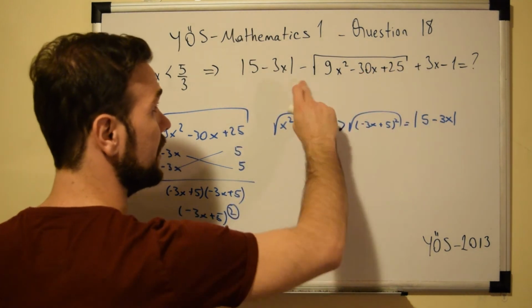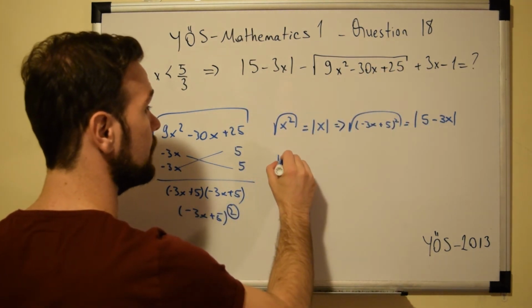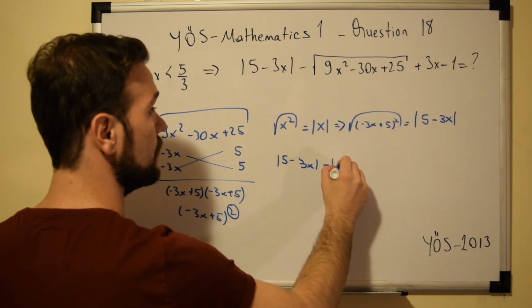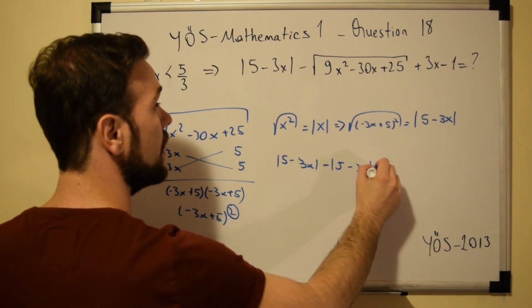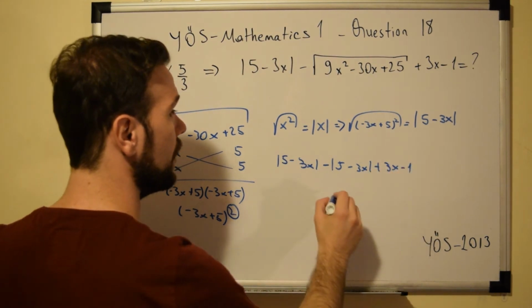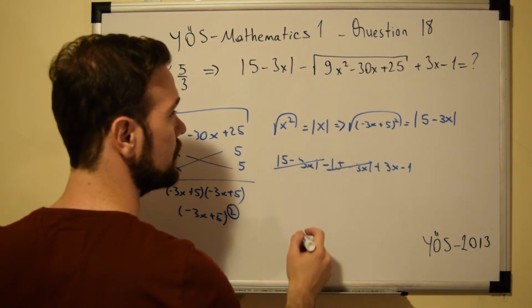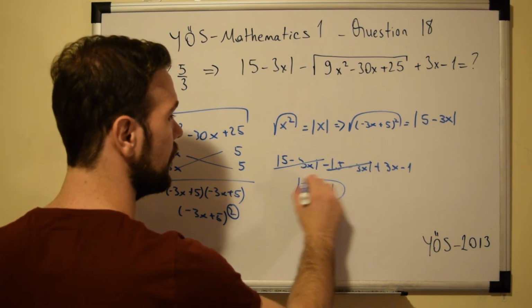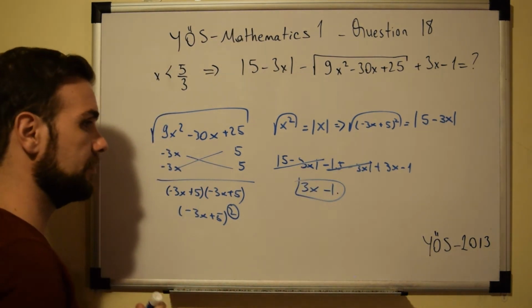So what do we have here? Now that we simplify this, we have the absolute value of 5 minus 3x minus the absolute value of 5 minus 3x plus 3x minus 1. So as you can see, these cancel each other, so what is left is only 3x minus 1. So this is the final answer for this question.